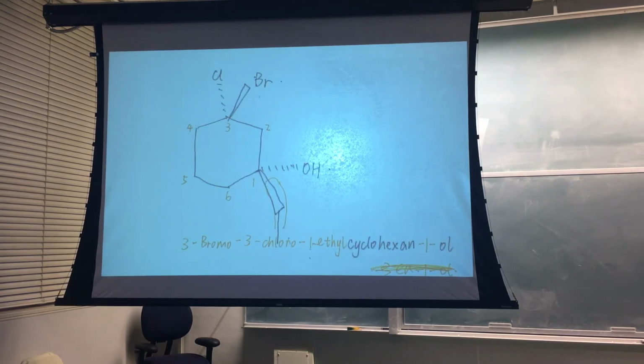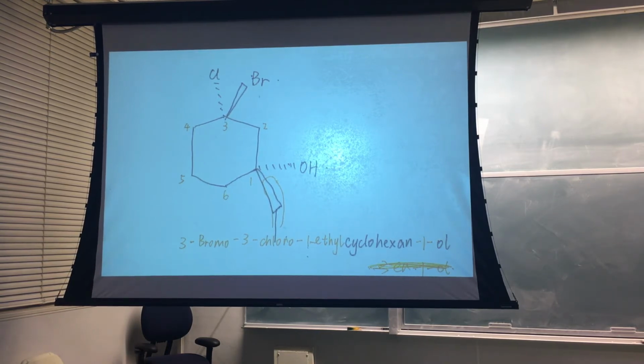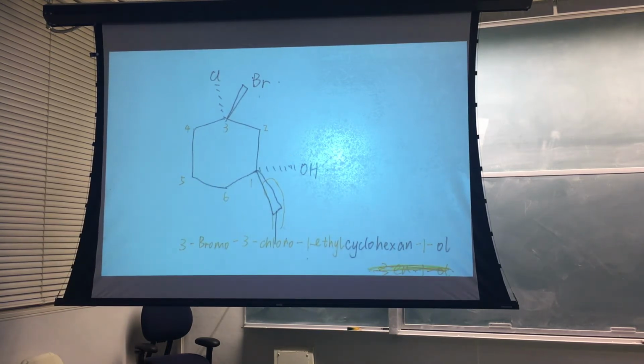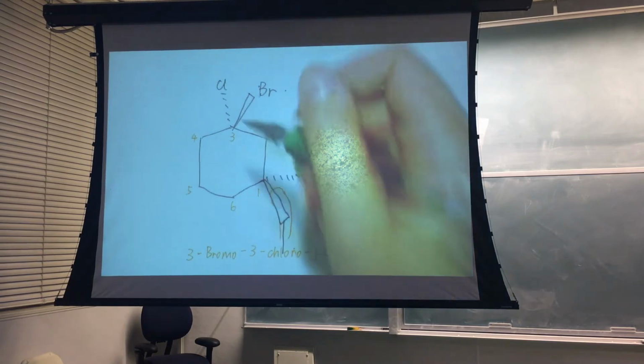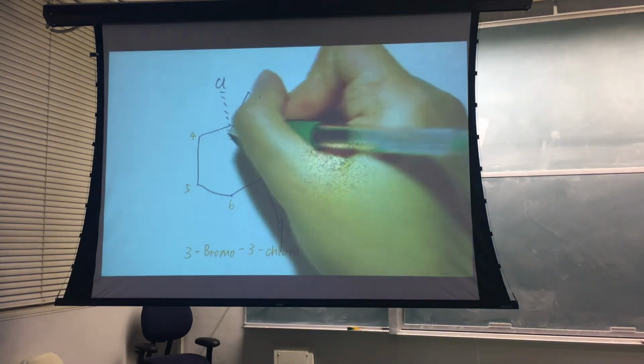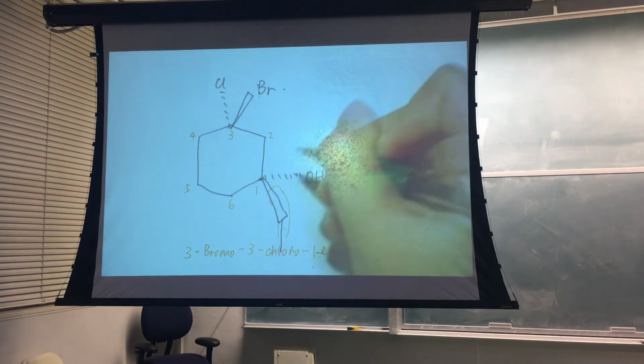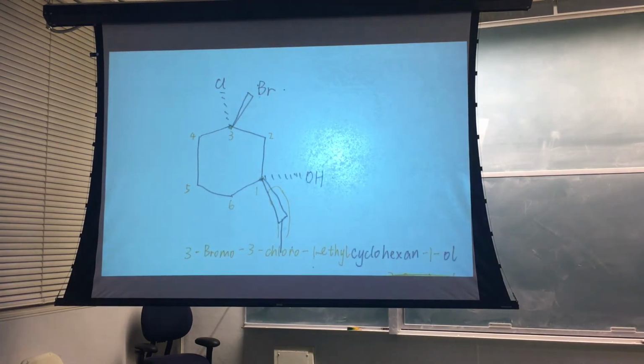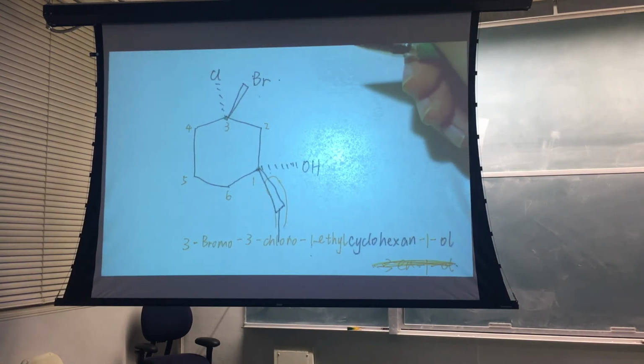Now let's start to identify R and S. I'm going to use a different color so you don't get confused with the numbers of my naming. For this one, there are only 2 chiral centers in this compound, which are the 2 green carbons. And then let's start to rank the priority.